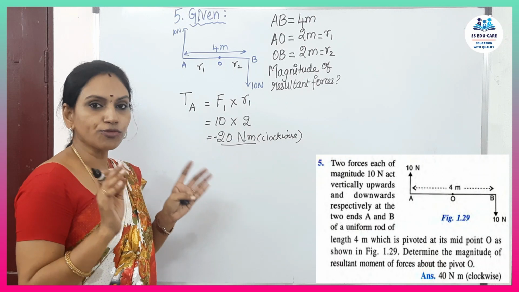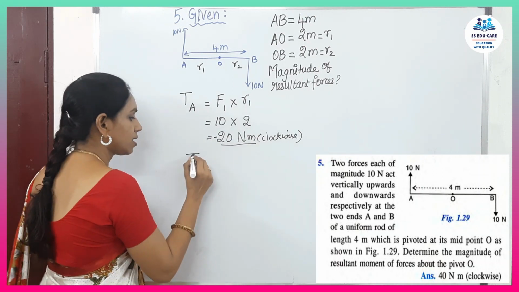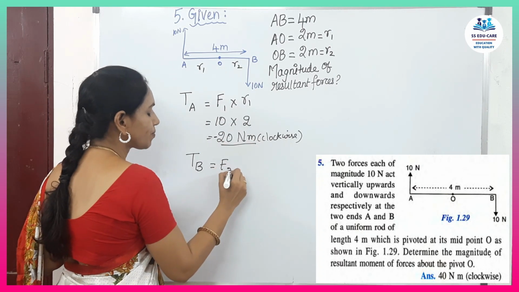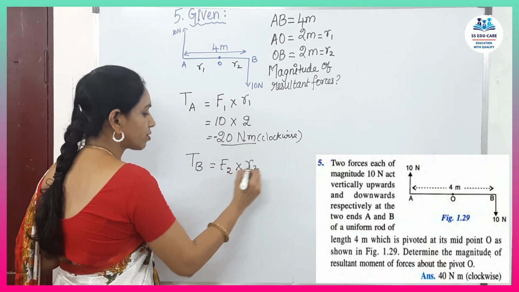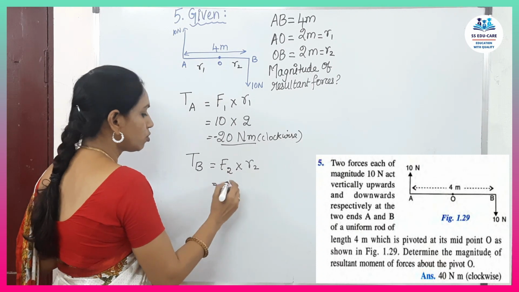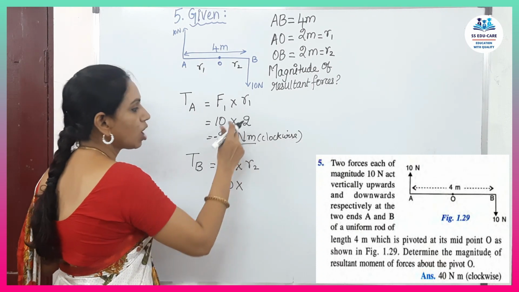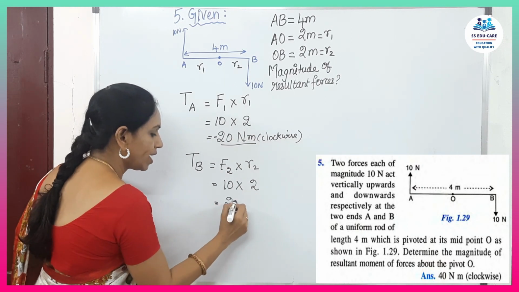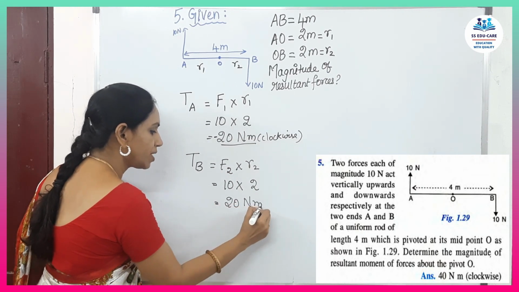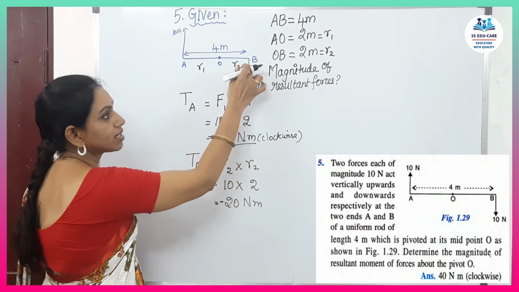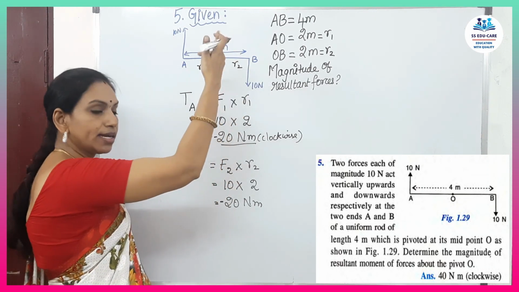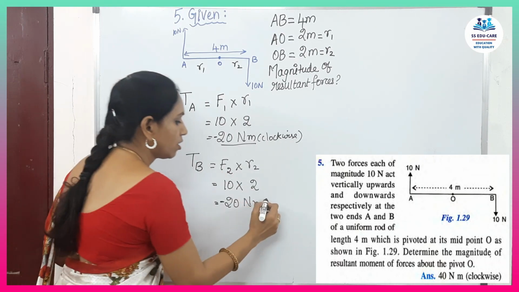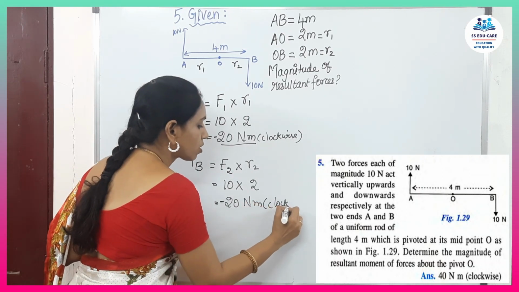Next, moment of force at point B. That is, τB is equal to F2 into R2. What is F2? It is 10, into R2, which is also 2 meter. That is 20 Newton meter. This is also rotating in the clockwise direction, so I am giving the sign convention minus. So this is also clockwise.